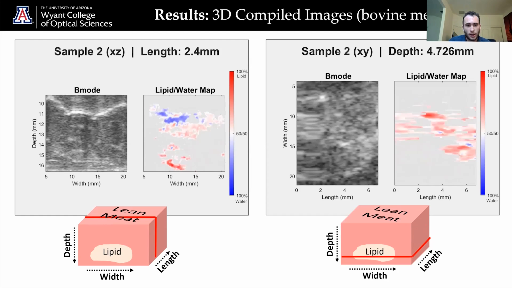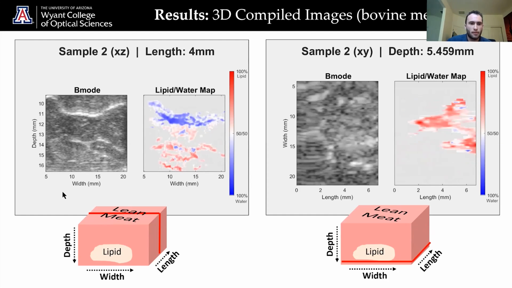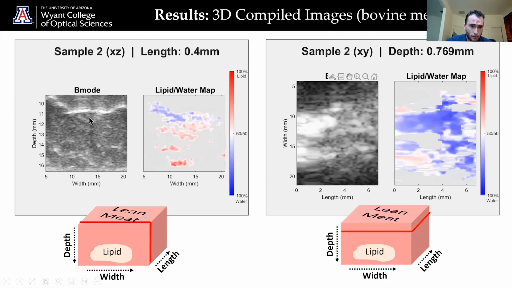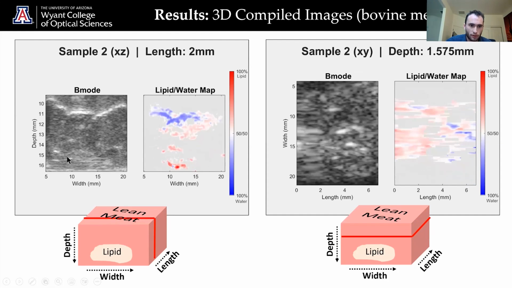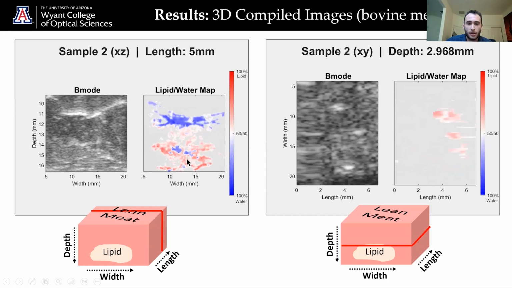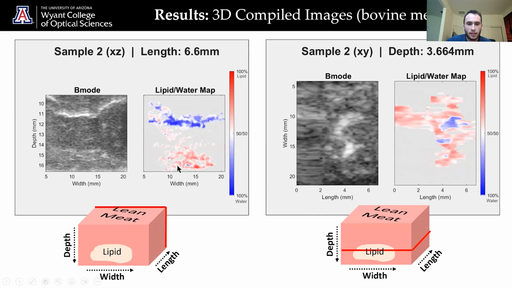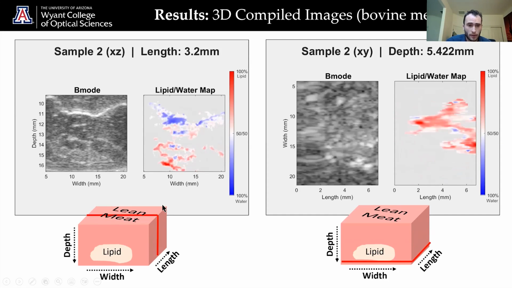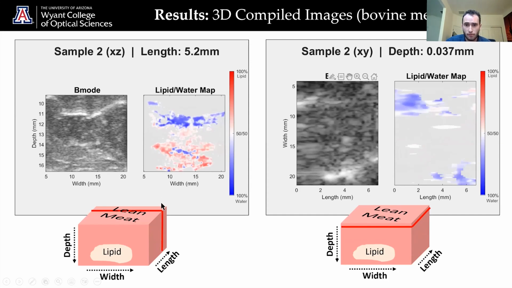So here we can do a 3D scan. And here we have a depth width cross-section, or lateral and axial cross-section. And you can see on the ultrasound, while there's not much contrast here, we can see that with our unmixing method, we can really bring out areas of high lipid and low lipid. So this is, again, looking at regions of intramuscular fat in this chunk of lean meat.